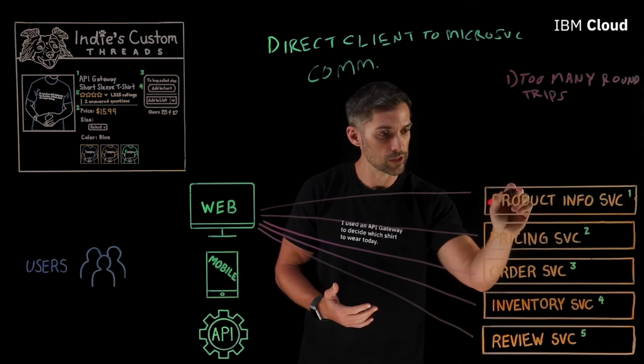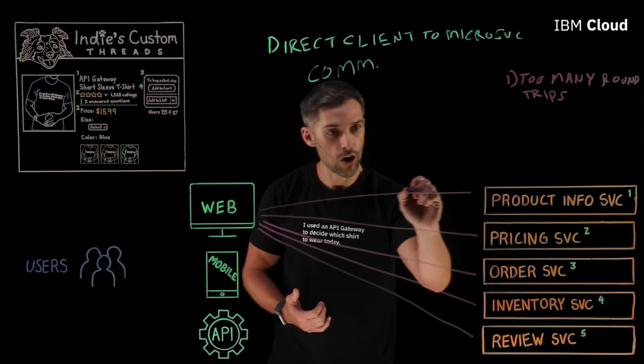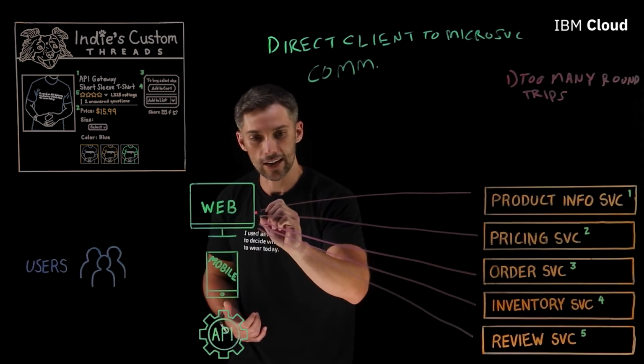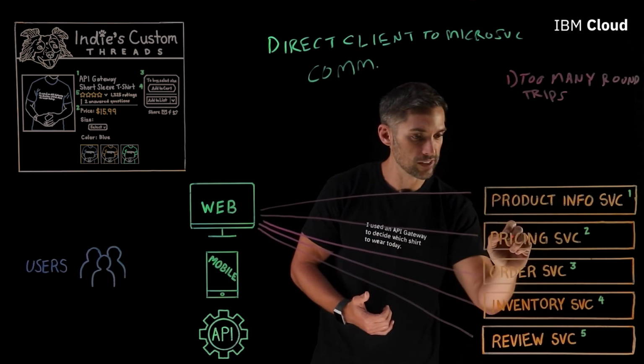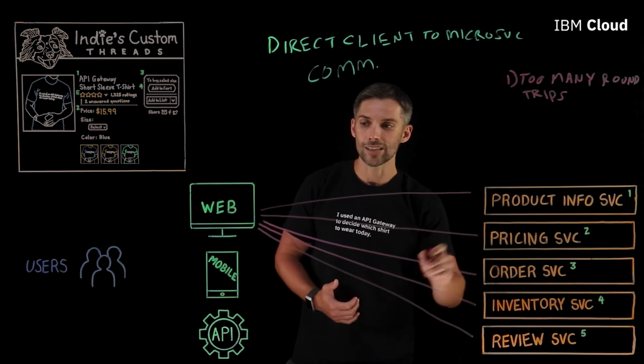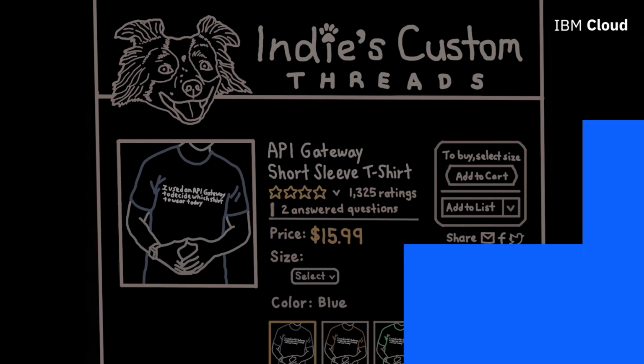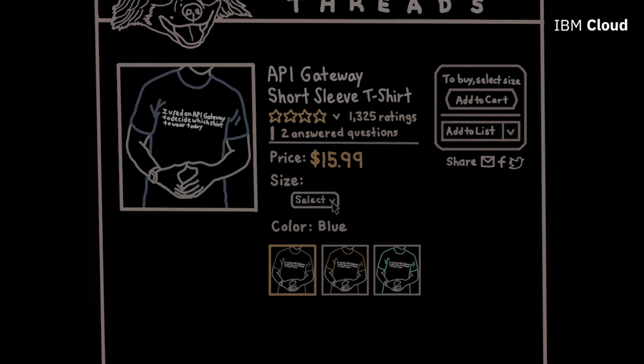So this service will need to communicate with this service, but it'll have to go all the way back to the client, and then go all the way back to this pricing service, and then all the way back, and so on. So as you can see, there's a lot of traffic going across the network here, and this causes a major, significant latency issue.